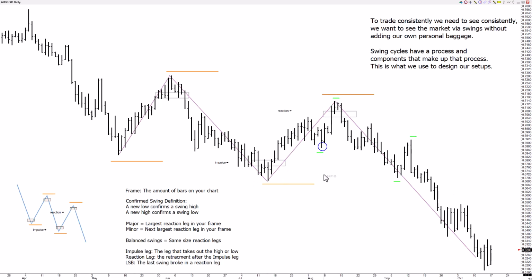And we build our setup around these pieces, the impulse leg, the shelf, the reaction leg. And then once we have our setups designed, then we add a management to them and turn them into a complete and consistent trading plan. But it all starts with this, with these pieces.